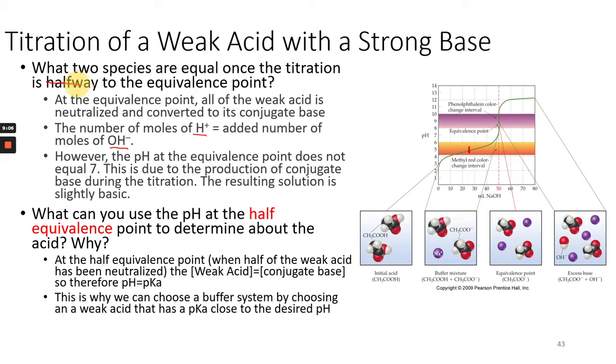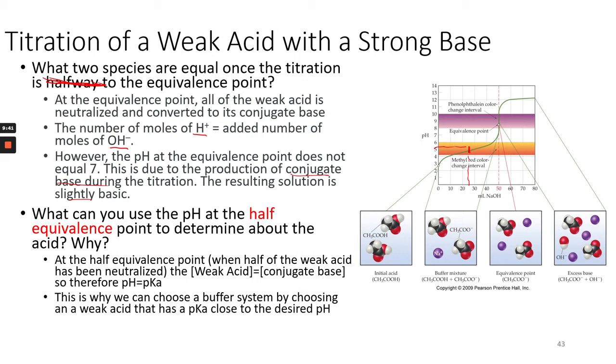So actually, I should have crossed out halfway. What two species are equal once you reach the equivalence point? That's what this question is answering. So at the equivalence point, your moles of your H+ is equal to your moles of your OH-. However, the pH is not equal to 7 here because the conjugate base from your weak acid makes your solution slightly basic. Okay, now let's talk about the half equivalence point here.